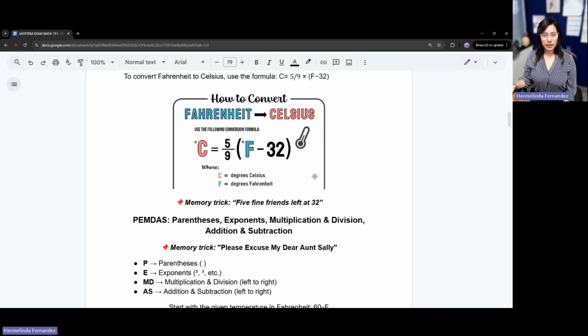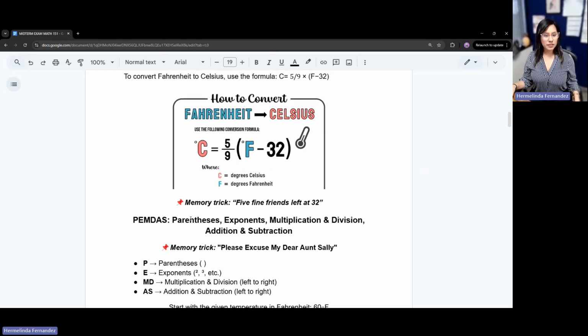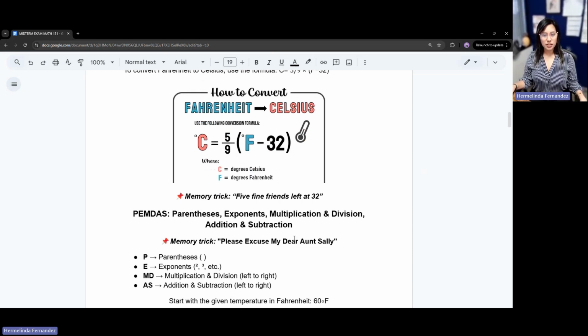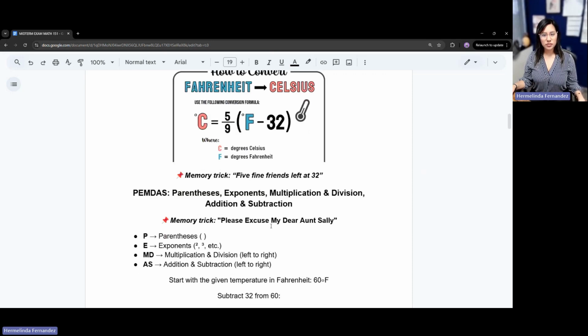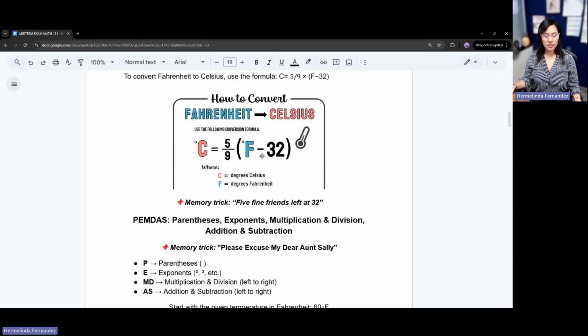Before we begin, we have to remember PEMDAS: parentheses, exponent, multiplication and division, addition and subtraction. The memory trick is, please excuse my dear Aunt Sally. The first thing we're going to do is plug in that 60 into the parentheses for Fahrenheit minus 32. So we're doing the parentheses first.